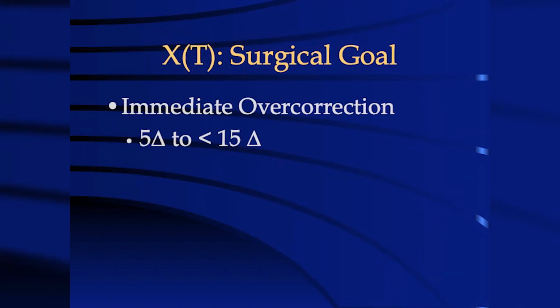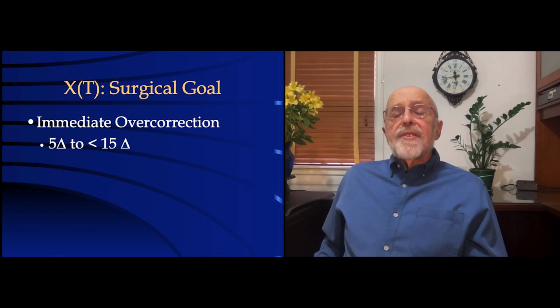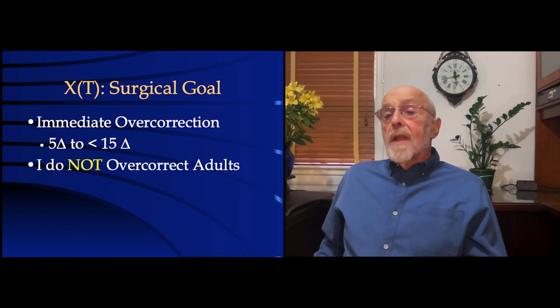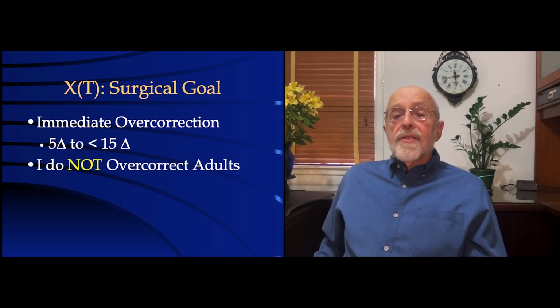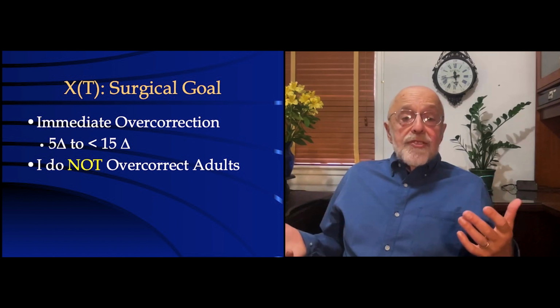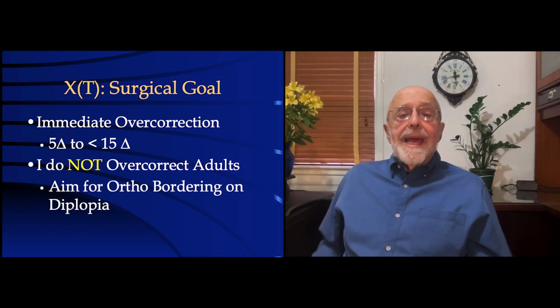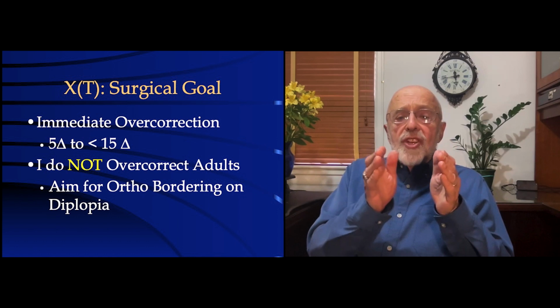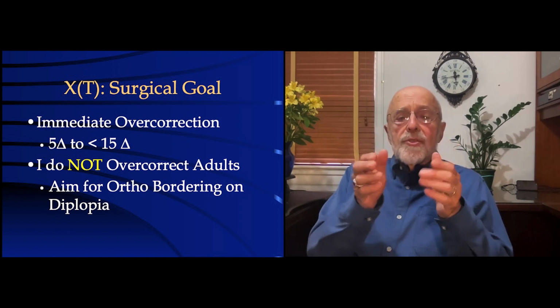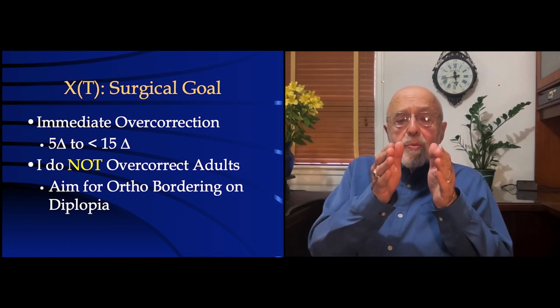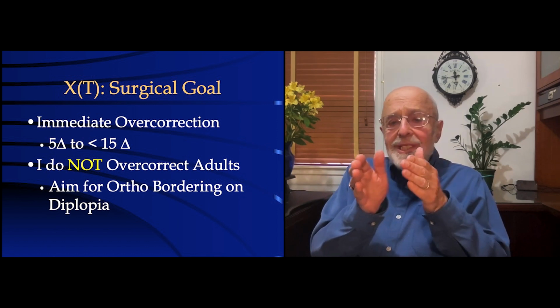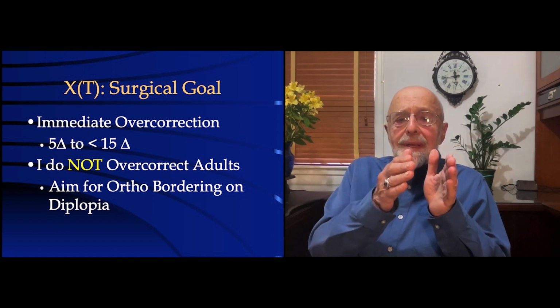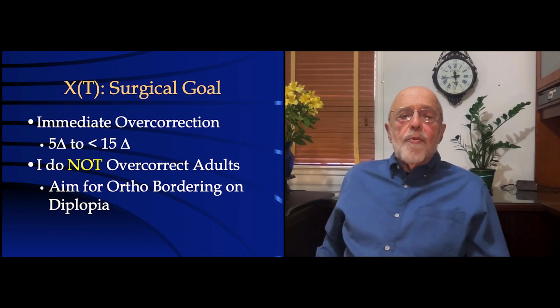Surgical goal. With my younger intermittent exotropes, I like them to be between 5 to 15 prism diopters overcorrected, esotropic on day one. Unlike most others, I do not overcorrect adults. In my hands, they just don't straighten the way children do. And I aim for orthophoria, just bordering on diplopia. I typically do symmetric surgery. I like it if they're diplopia-free in primary and just a little bit right and left. They're diplopic because they're getting on the esotropic side. That's my endpoint in adults.